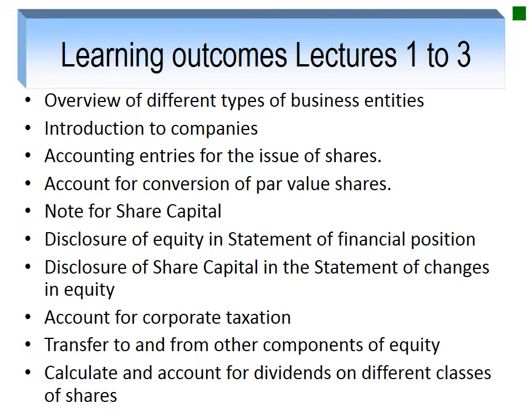These are the learning outcomes that we've covered in lectures 1 to 3 on companies. We've done an overview of the different types of business entities. We've done an introduction to companies. We've done accounting entries for the issue of shares and also the conversion of par value shares, that means shares from par value to no par value.